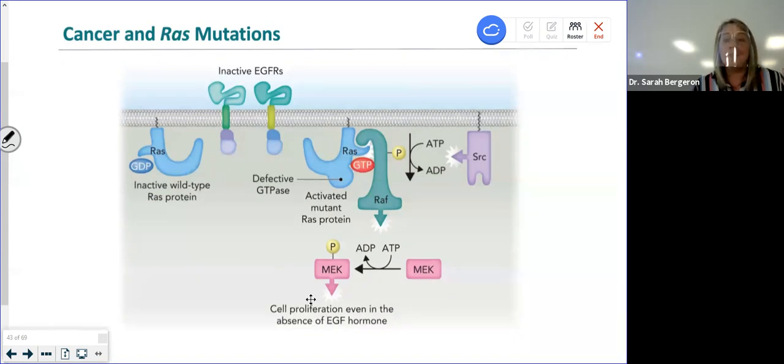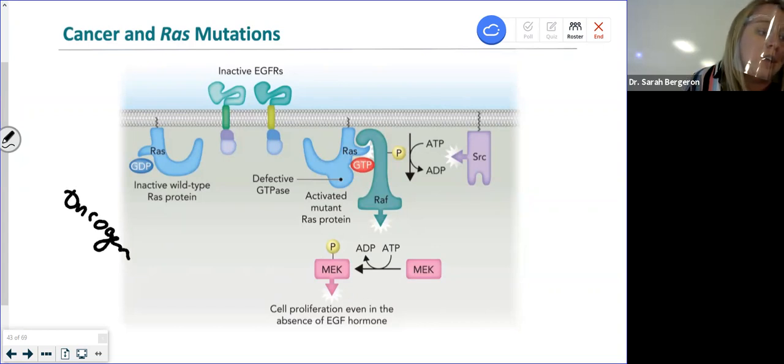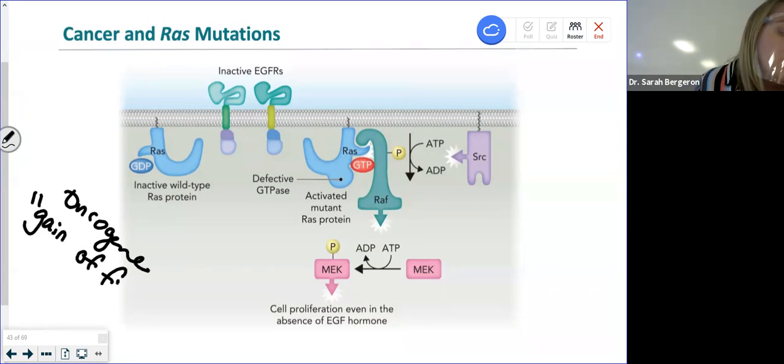Even though your body's not making the hormones that are saying, hey, it's time to grow, you're done growing, you're not supposed to be getting this signal anymore, and you're not, but RAS is mutated, and so it's going to promote this whole pathway, and you're just going to keep growing and growing, and that's cancer, right? So this is an example of an oncogene. Right, so it's a gain of function.